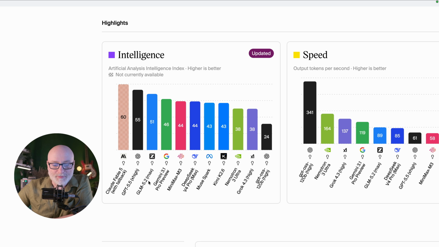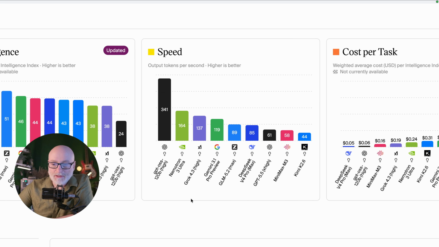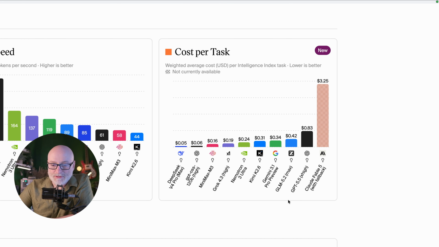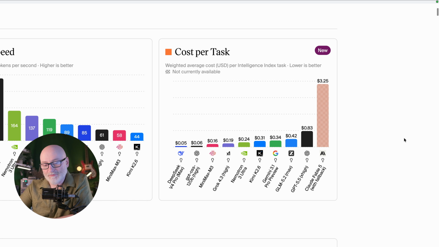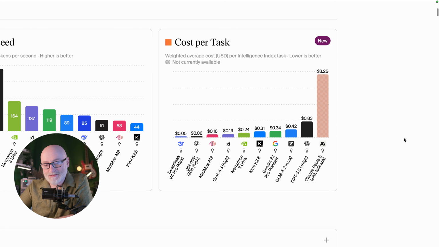And then we have GLM 5.2. So here in the top, pretty high, and that is the challenge to their business model. But what is more interesting, again the challenge to their business model, is this level of, I would call it robbery: $3.25 versus GPT 5.5, 0.83. This is almost a quarter of the price. And then you see GLM 5.2 at half of GPT 5.5, which is basically 1/8 of the cost of Fable. Okay, that is something to consider.